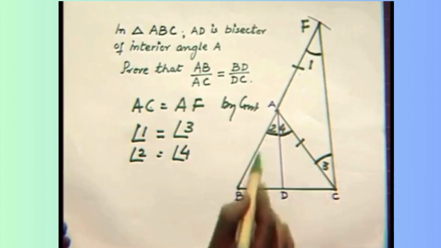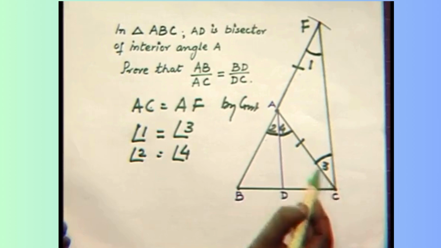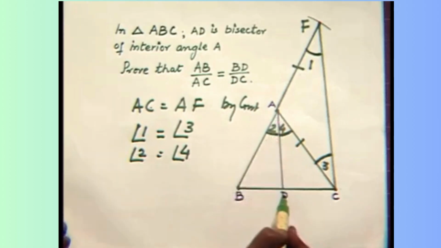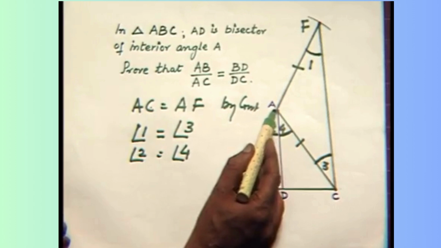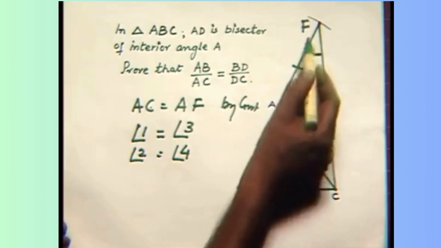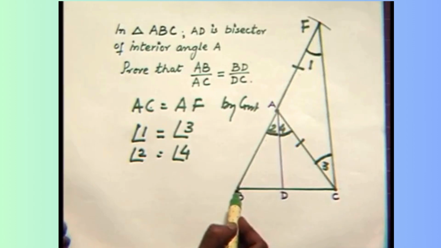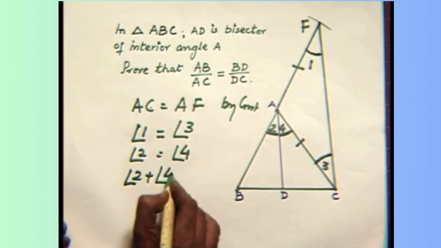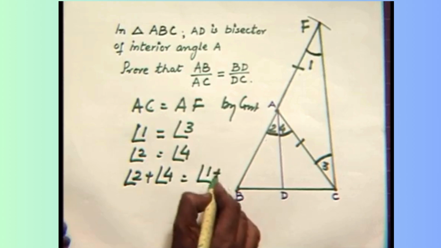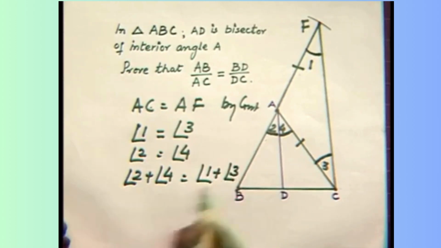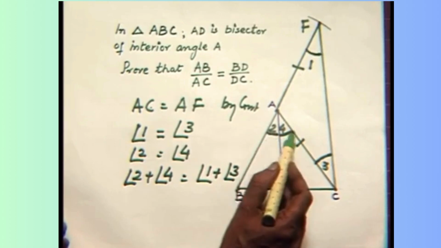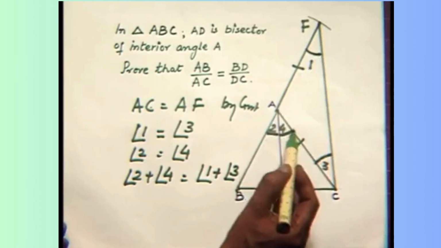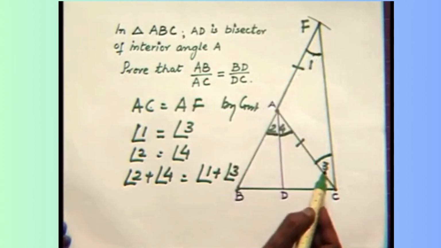Considering the triangle ABC, here CAB is the angle whose bisector AD has been taken, and if we consider the triangle ACF, its side FA has been produced to B. So, therefore, angle 2 plus 4 has to be equal to angle 1 plus angle 3. Why so? Because the exterior angle is equal to the sum of remote interior angles, and to this exterior angle the remote interior angles are 1 and 3.